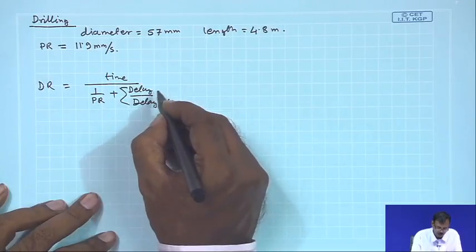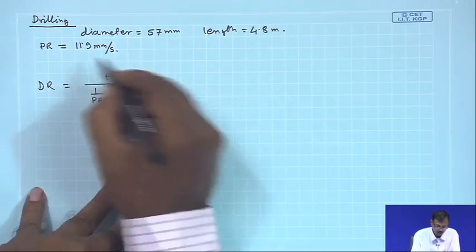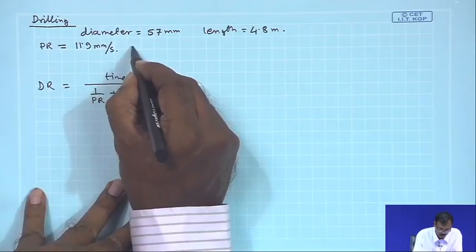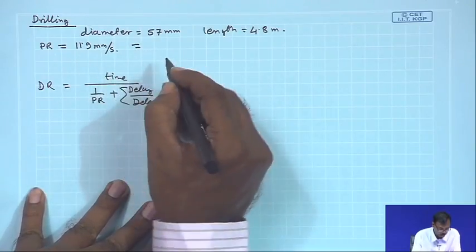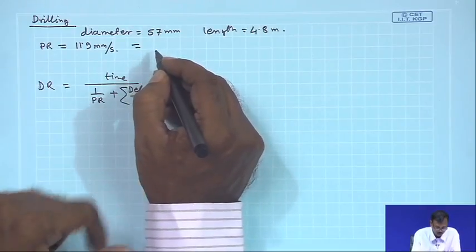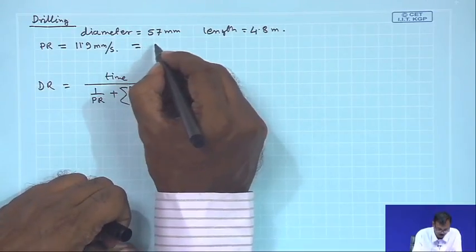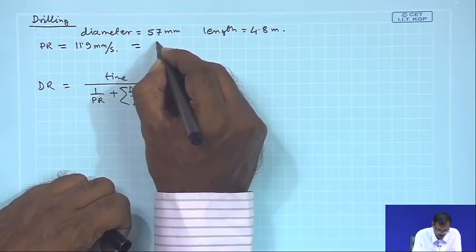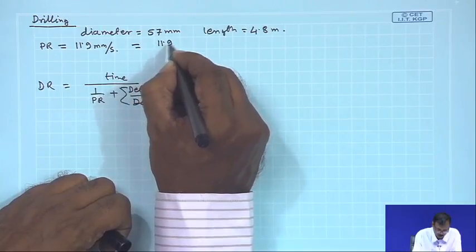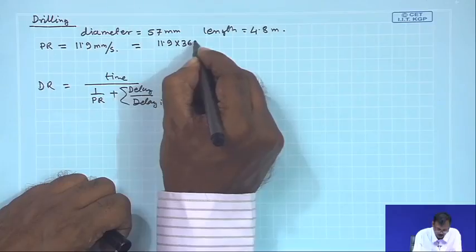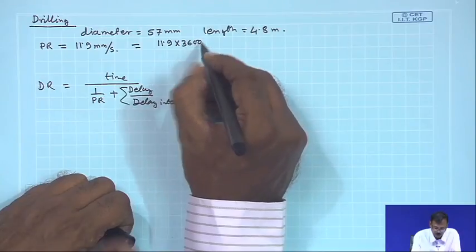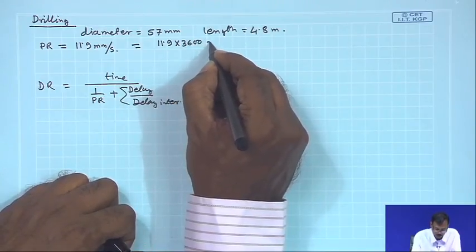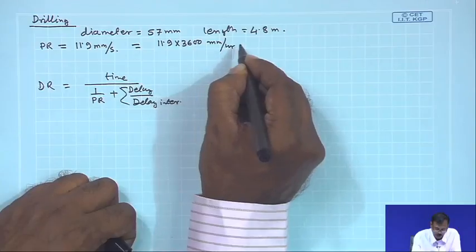So, this part is already summed. Prior to that, let us convert this 11.9 millimeter per second penetration rate into some convertible value, that is, let us convert it into hours. In 1 hour there are 3600 seconds. So, this is millimeter per hour.